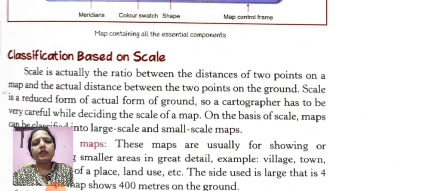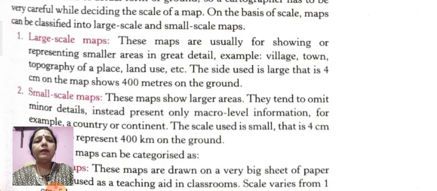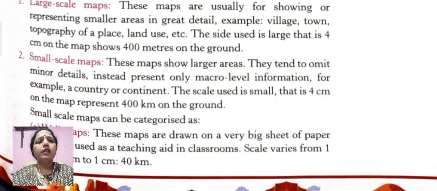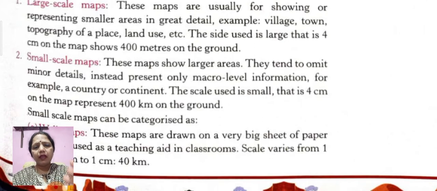So firstly we will know about the large scale map. These maps are usually for showing or representing smaller areas in great detail. Example: village, town, topography of a place, land, etc. The scale used is large, that is, 4 centimeter on the map shows 400 meters on the ground.